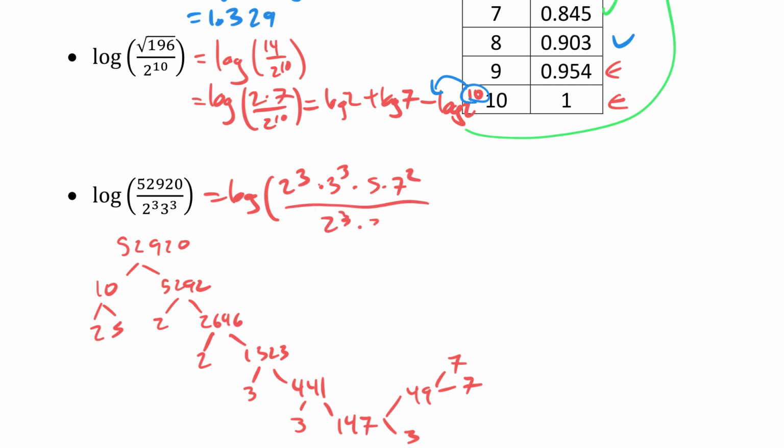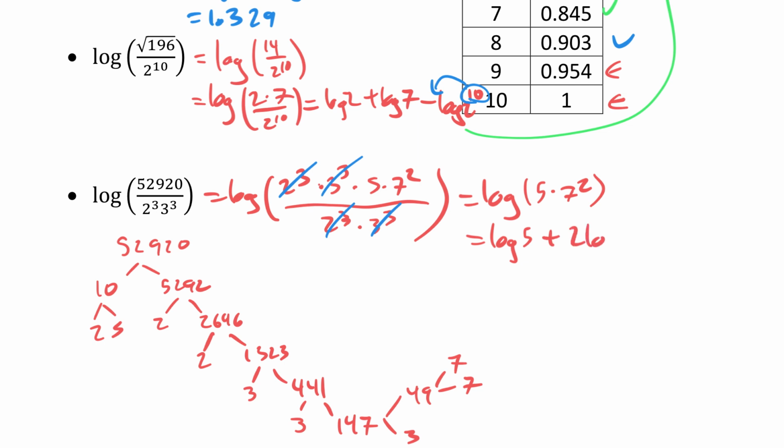Now, this was very intentional on my part. We can go ahead and cross off these, so that's nice. And we're just left with log 5 times 7 squared, which we can write as log 5 plus 2 log 7. The multiplication becomes addition, and the power pops down.